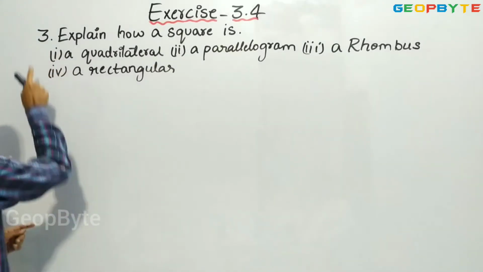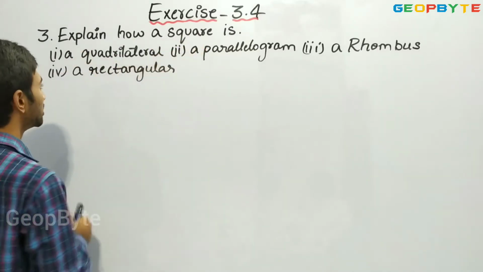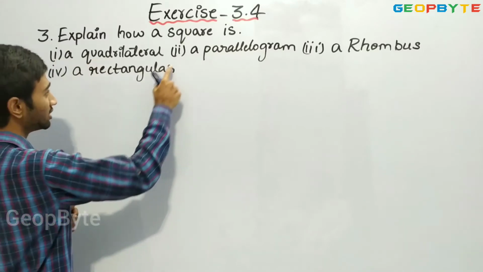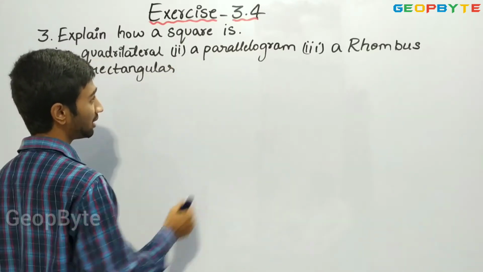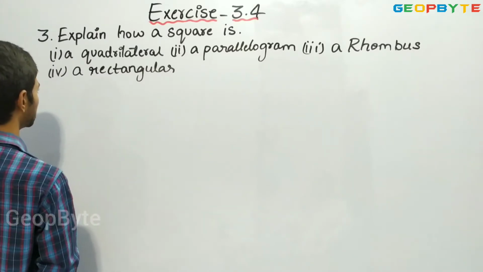Now let us see the third question. Explain how a square is: first one, a quadrilateral. Second, a parallelogram. Third, a rhombus. Fourth, a rectangle.